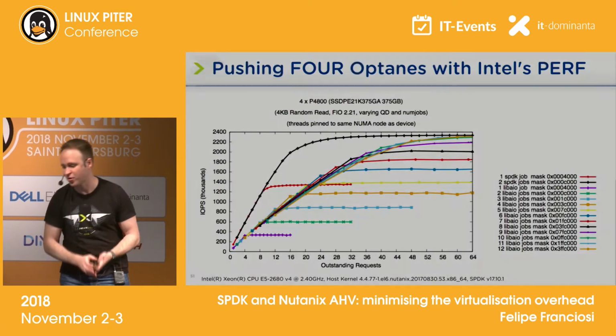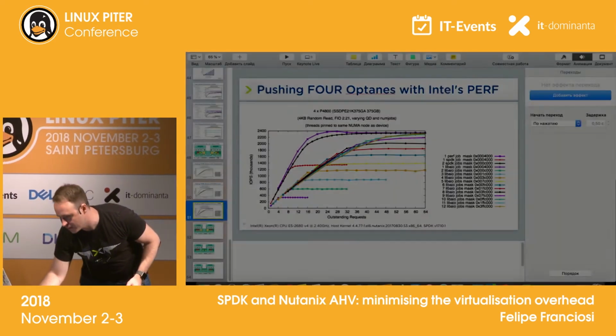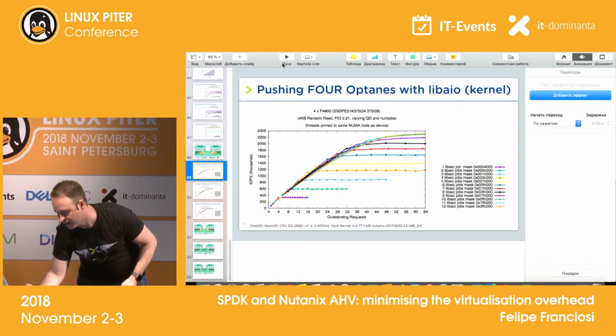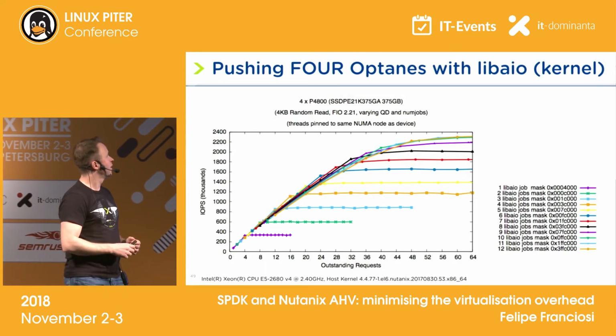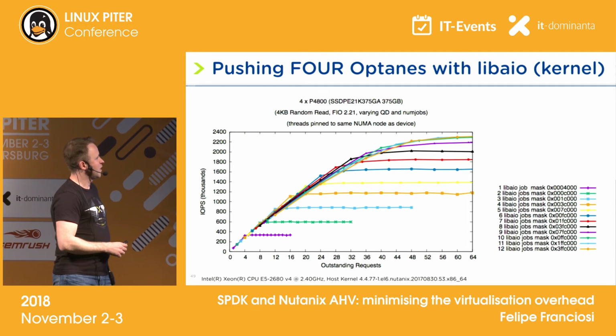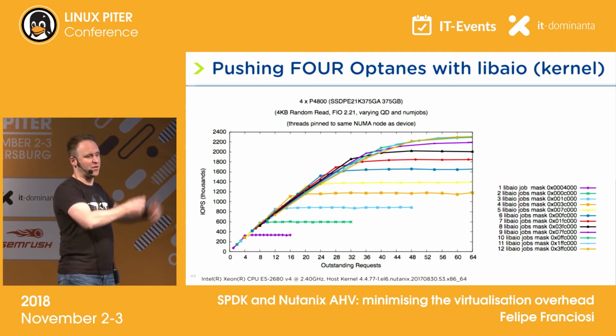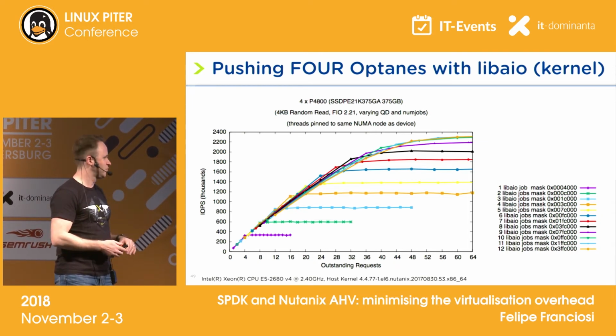And by the way, this is a more complete view of what the four drives look like when you're doing I/O in the kernel. Before I only had a bar graph. This is the actual full story.